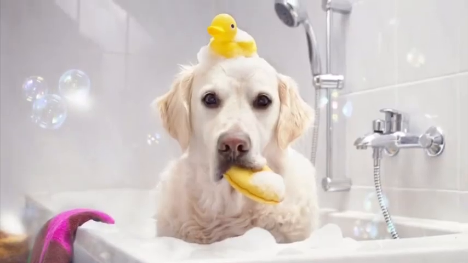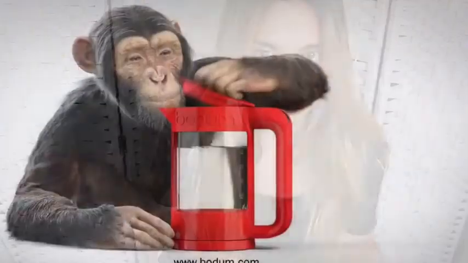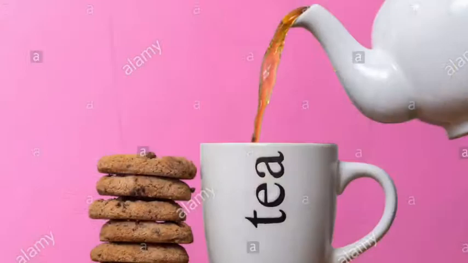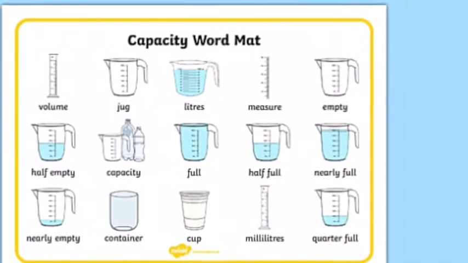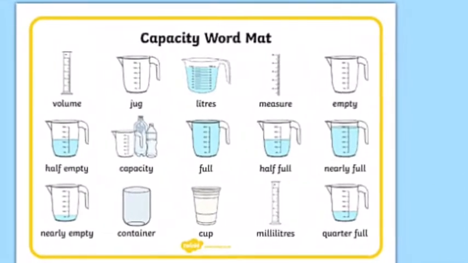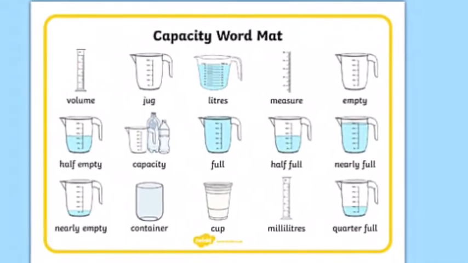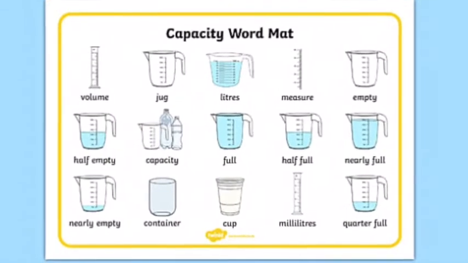So I might say to you, how much water do you think could go into your bath? How much water does it take to fill up your kettle? Or how much tea can fit into a mug? When we are talking about capacity, we use words like full, empty, half full, or nearly empty. And this gives us an idea of how much liquid is in a container.